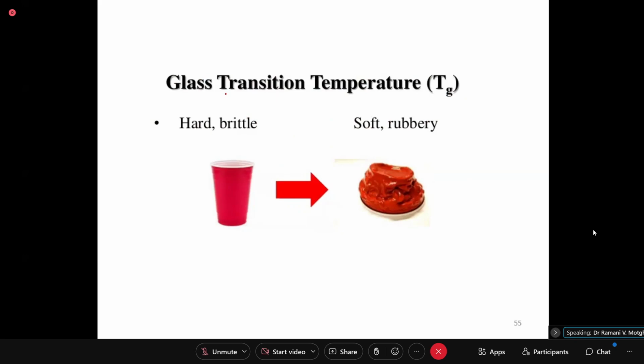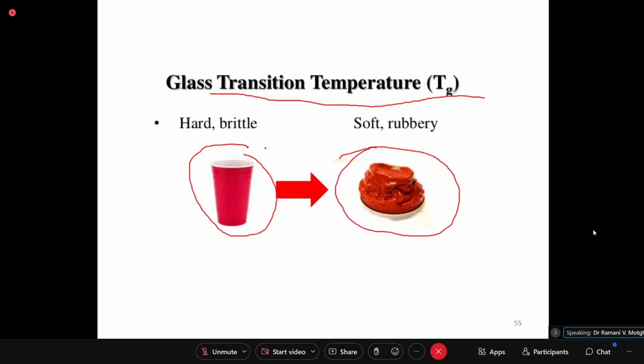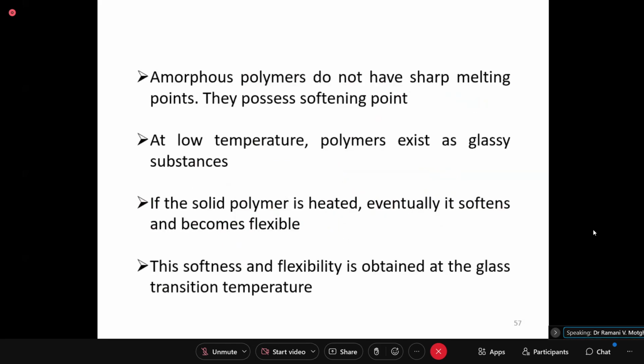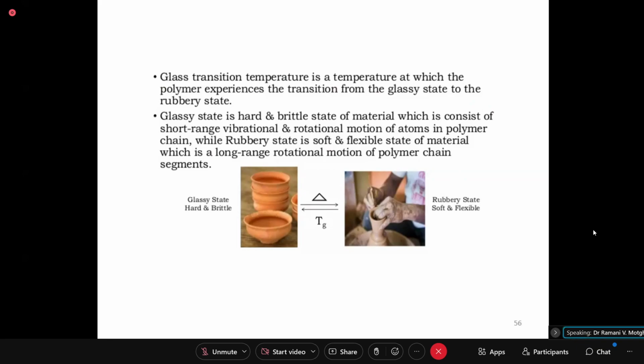Okay, so glass transition temperature. So what is glass transition temperature? It is the temperature at which a hard material becomes soft, rubber sort. That is meant by glass transition temperature. A glassy state is a hard and brittle state of material, which consists of short range vibrational and rotational motion of the atoms in the polymer chain.